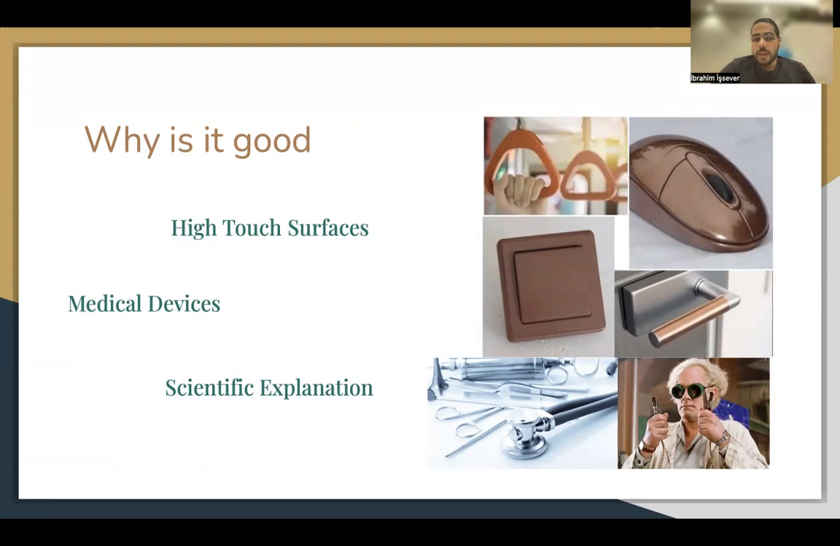So why is it important? Because it can be used in high-touch surfaces and medical devices, and also it's a good material for scientists to study because the underlying mechanisms are not known clearly yet. There are some theories, but there is not a proven mechanism that scientists can research and manipulate.